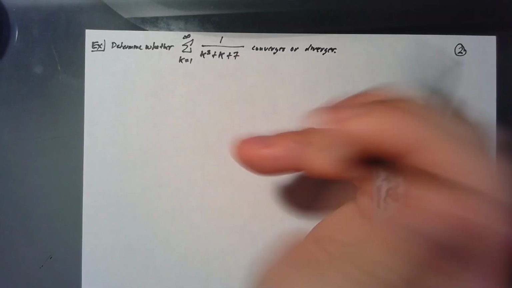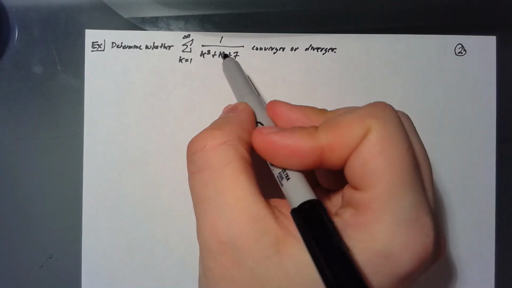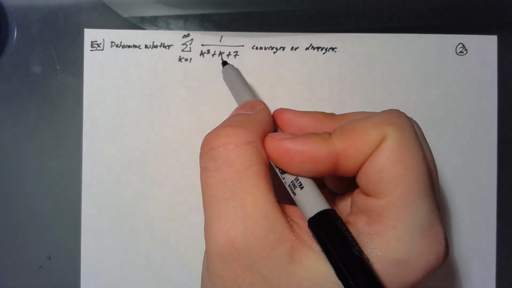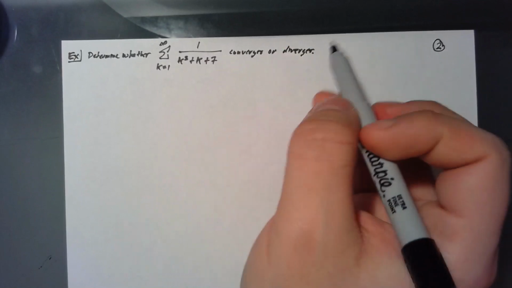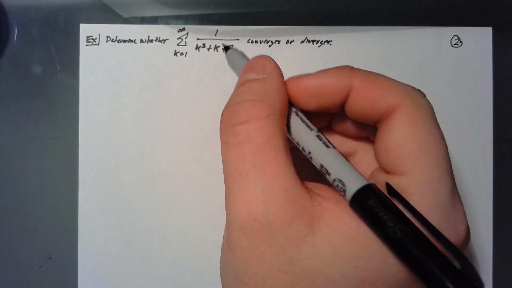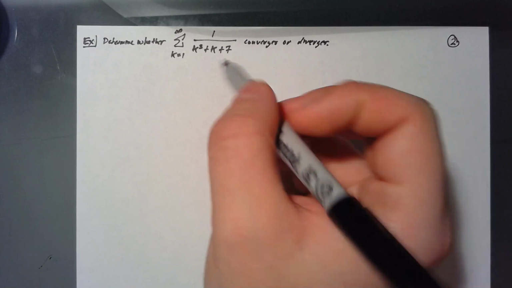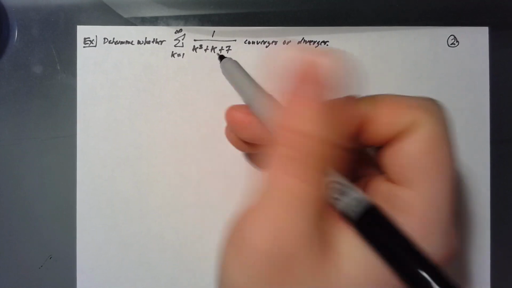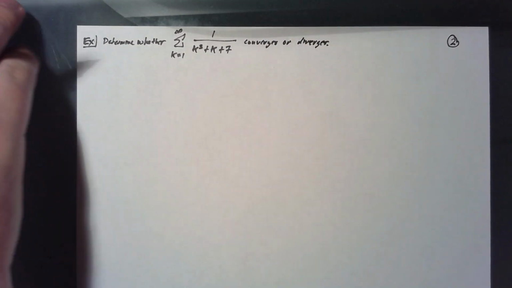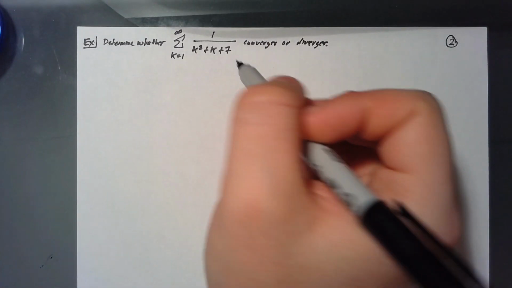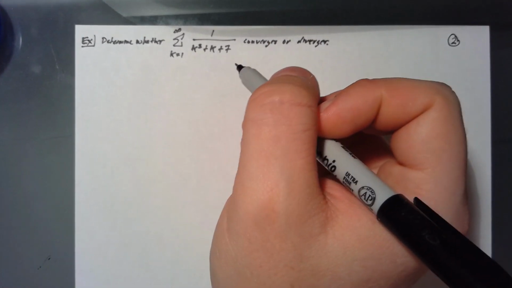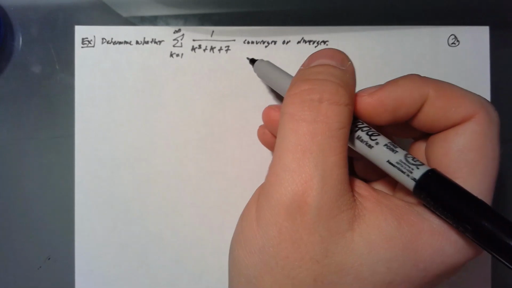What's the other test we learned? The integral test. Do you really want to integrate 1 over k cubed plus k plus 7? Probably not, because that would require partial fractions, and I don't know how to factor this. So if I don't know how to factor it, you're probably not going to factor it. So why don't we use direct comparison?